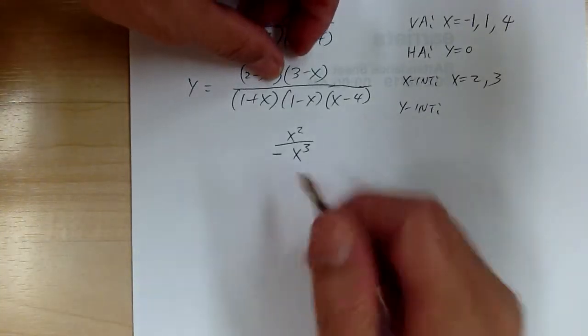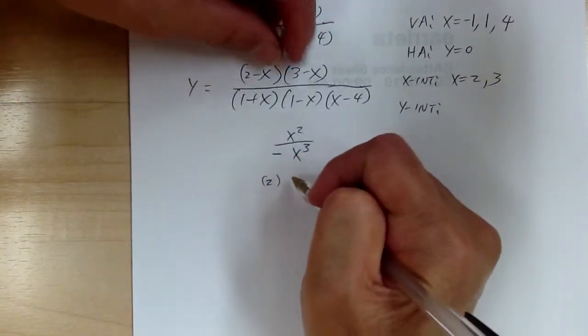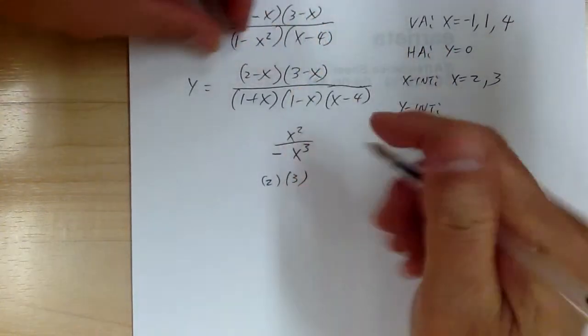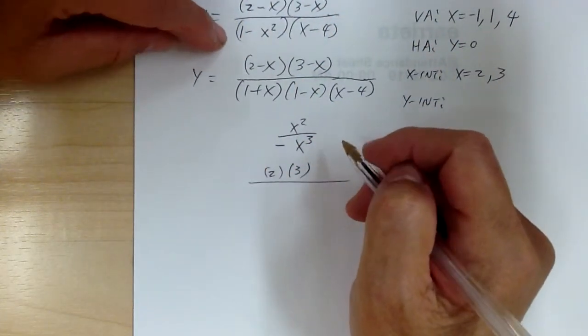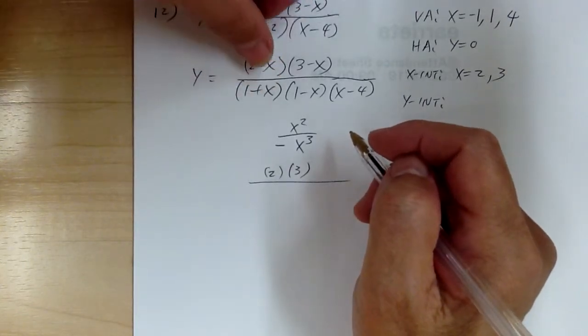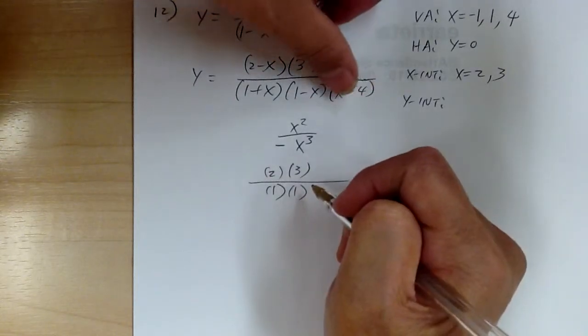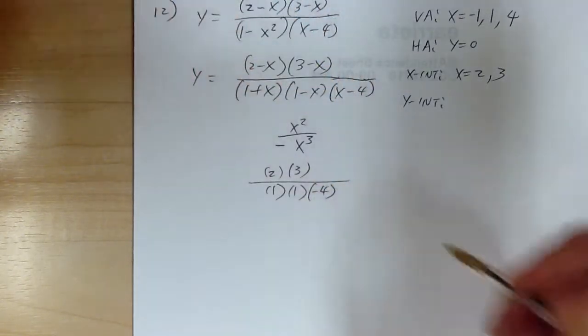So when you set x equal to 0, you're going to get 2 from here. When you set x equal to 0, you're going to get 3 from here. On the bottom, you set x equal to 0, you're going to get 1. You set x equal to 0, you're going to get 1. You set x equal to 0, you're going to get -4.